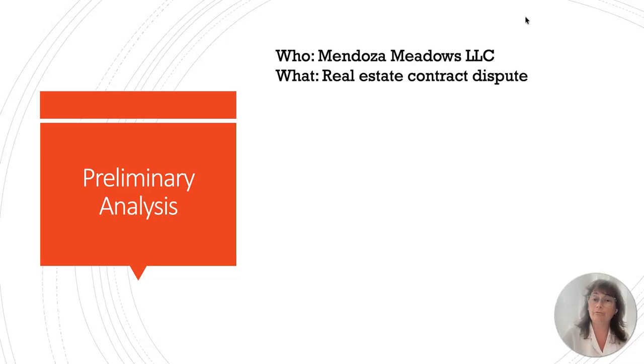To take this a bit further, we have to ask ourselves, what type of law is this? And remember, in the United States, we have these two basic types of law. We have criminal law and we have civil law, right? So contract disputes are civil law, okay? And we have this subtopic within contract. It's a real estate contract, right?